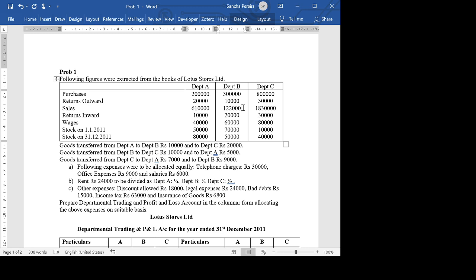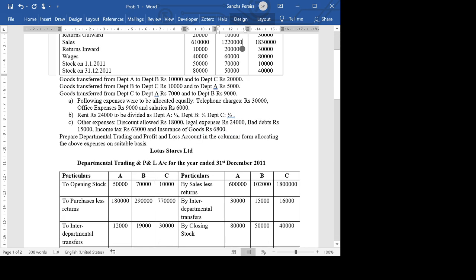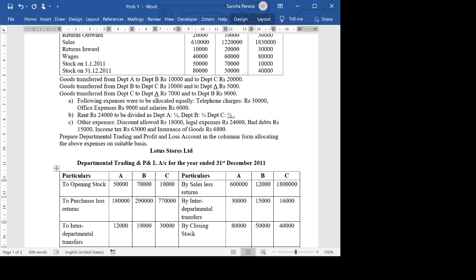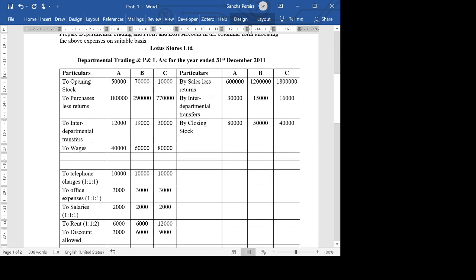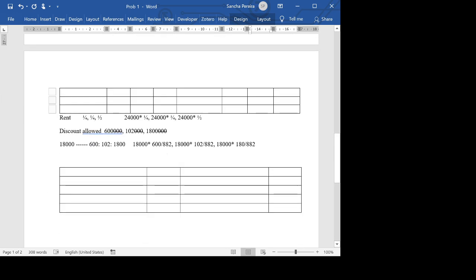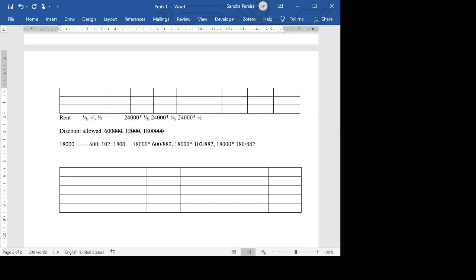Okay, sorry, there's another zero here. So this will become 12 lakhs 20,000 minus 20,000, which becomes 12 lakhs. So this is 600, 1,200 and 1,800.